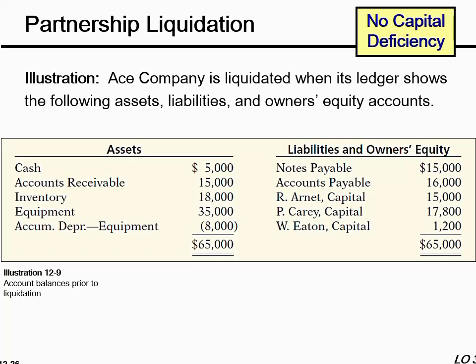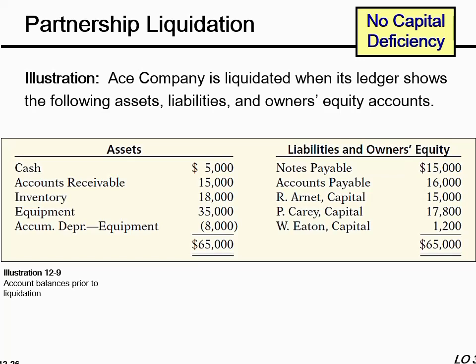In the first case, which I'm going to discuss with you, there is no capital deficiency. No capital deficiency means that the business is in a good state. When you sell all the assets, you have enough money to pay the liabilities, and the remaining money is distributed among the owners. So this case is known as the no capital deficiency case.